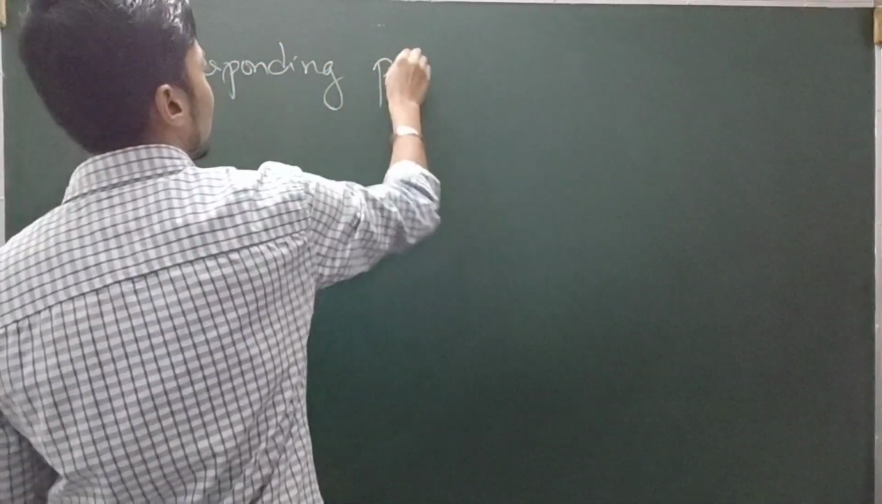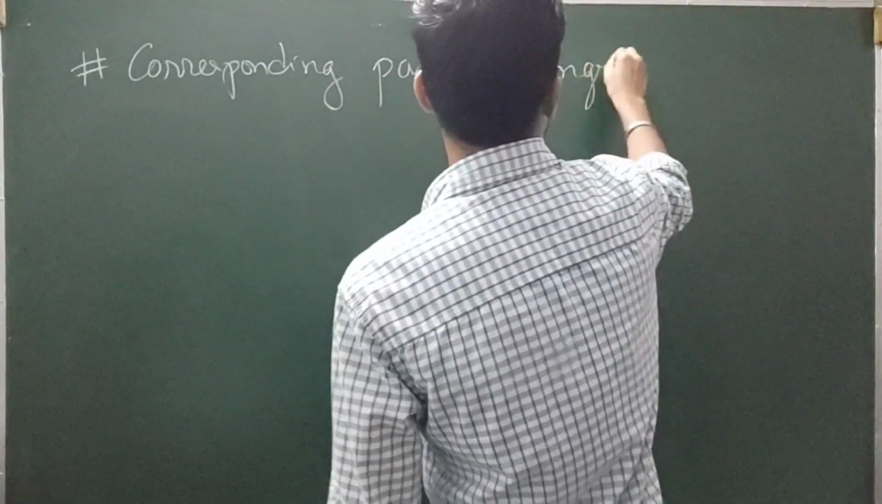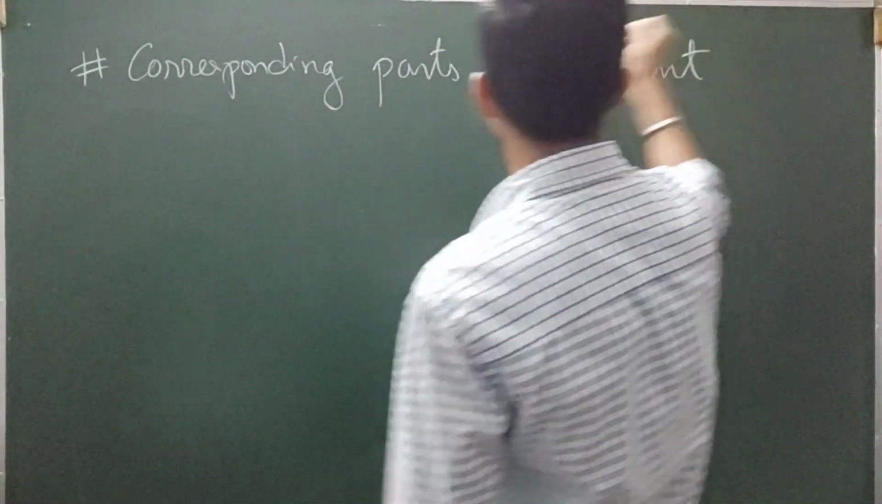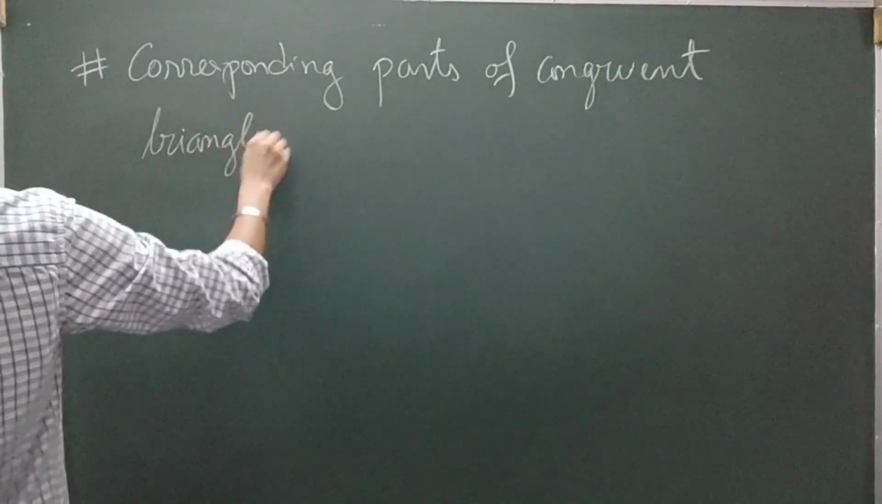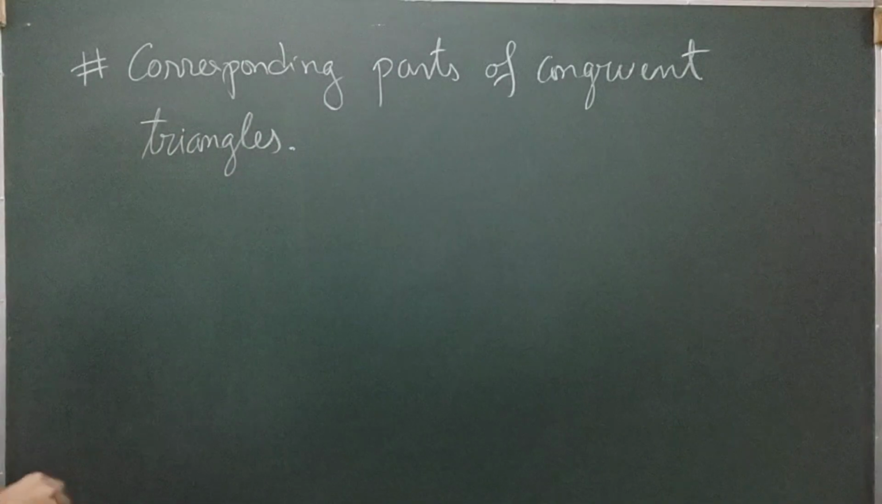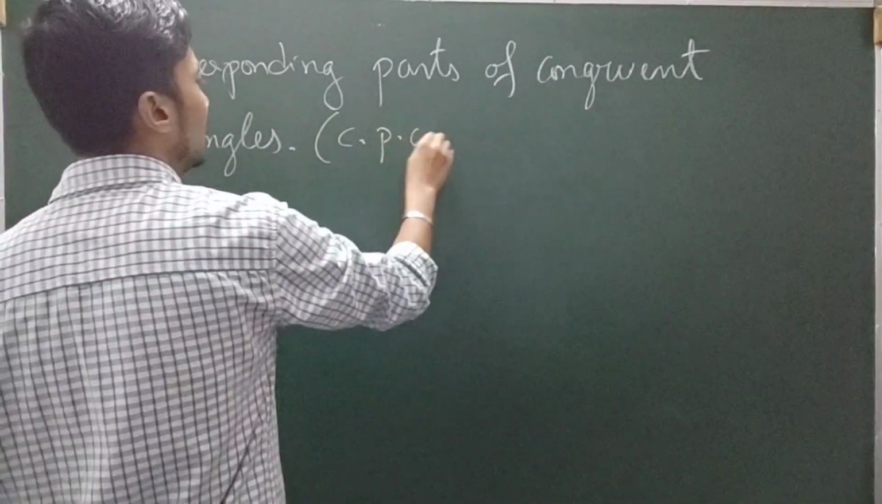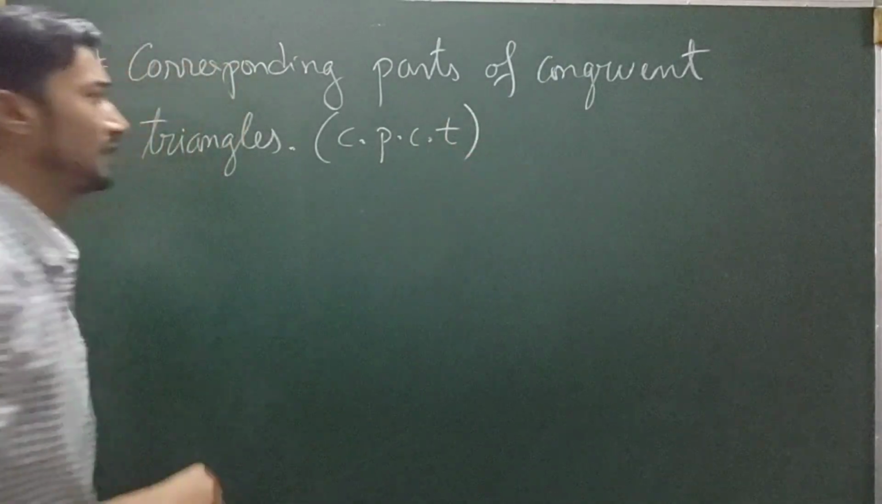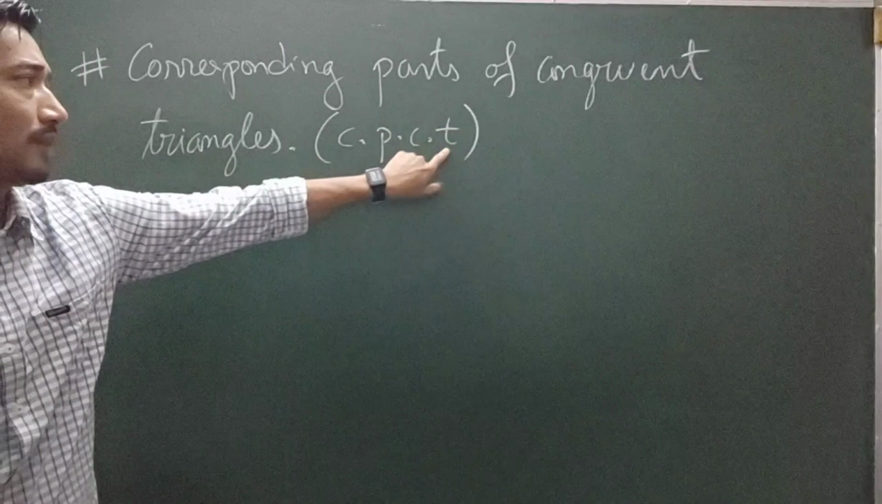Now the last and final topic, that is corresponding parts of congruent triangles. Don't worry, you can just write it in short: CPCT. CPCT. Corresponding parts of congruent triangles.